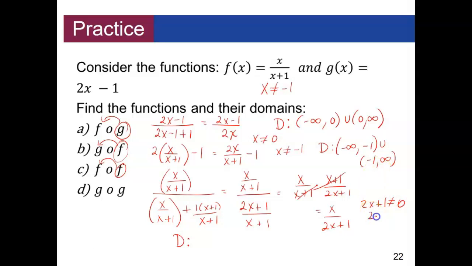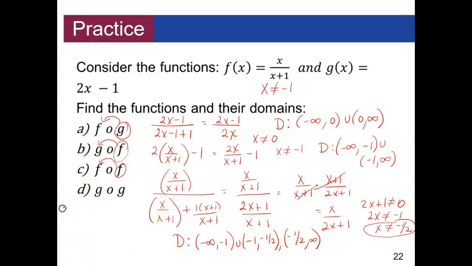Okay, so I'm going to get 2x is not -1, so x is not -1/2. So I've got to exclude both -1/2 and -1. So I'm going to do negative infinity to -1, -1 to -1/2, and then -1/2 to infinity for my domain restrictions on this one.